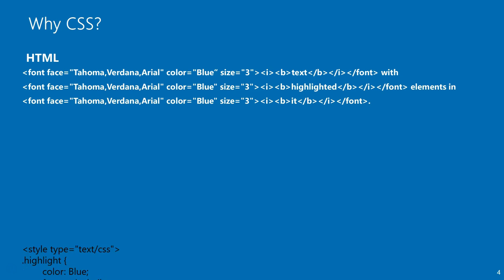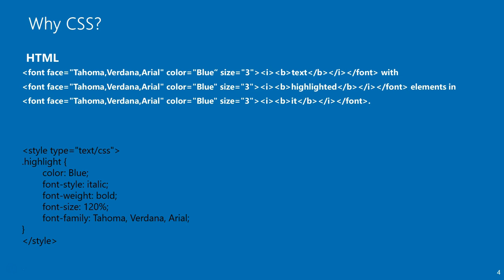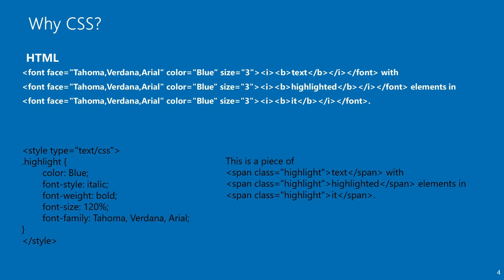But with CSS, what we are doing here, we use a style tag in HTML. This is known as inline CSS. We are using a highlight selector, and in that highlight selector we're giving color, font style, font weight, font size, and font family. Now if you want to use the same piece of code, we can just say span class highlight text, span class highlight highlighted elements, and then span class highlighted, and then span closed. So it will just make the text blue and highlighted with the font face that we want.